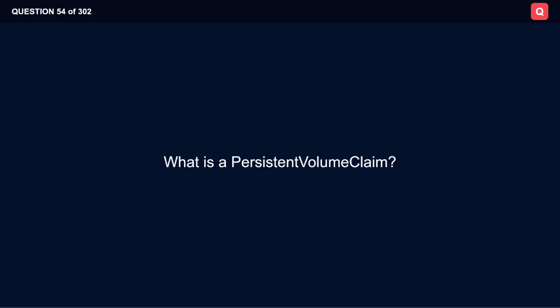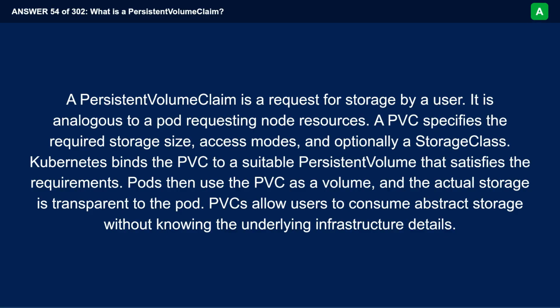What is a persistent volume claim? A persistent volume claim is a request for storage by a user. It is analogous to a pod requesting node resources. A PVC specifies the required storage size, access modes, and optionally a storage class. Kubernetes binds the PVC to a suitable persistent volume that satisfies the requirements. Pods then use the PVC as a volume, and the actual storage is transparent to the pod. PVCs allow users to consume abstract storage without knowing the underlying infrastructure details.